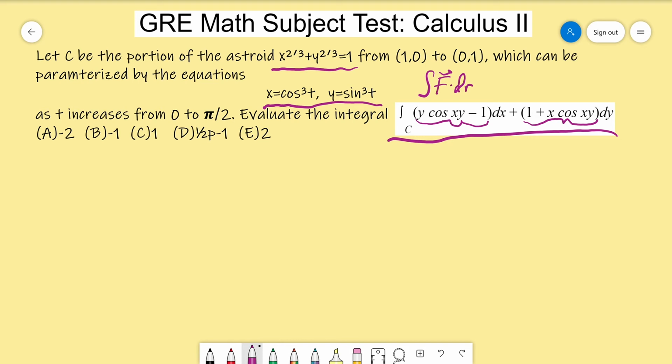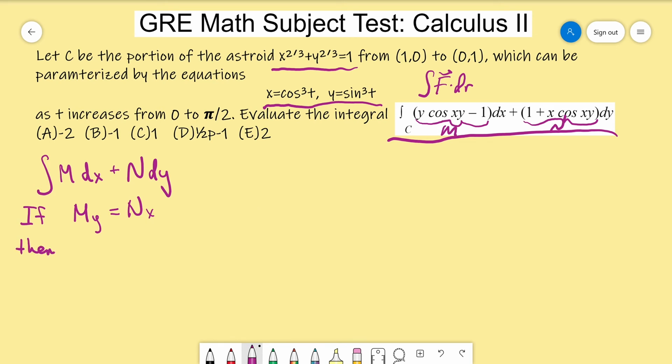First of all, what is a gradient field? How do you know if F is a gradient field? Remember that if our integral is some function M of x, y dx plus N dy, and this is our M and this is our N, then if the derivative of M with respect to y is equal to the derivative of N with respect to x, then F is a gradient field, which is great because that means the integral is path independent, and we can just use the potential function, evaluating it at the endpoints.